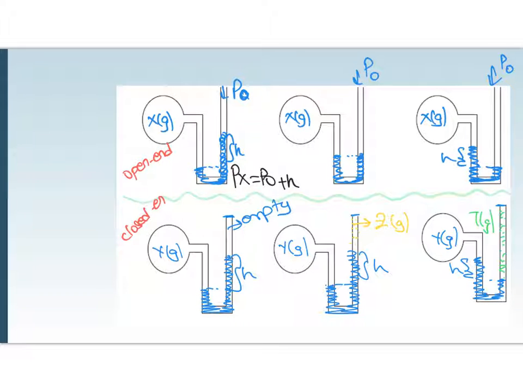Now what about this one? You have again X here, you have P0 here, but in this case you do not have any mercury level difference. So what is going to be the case?